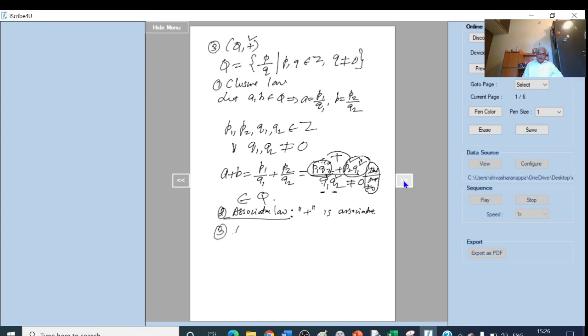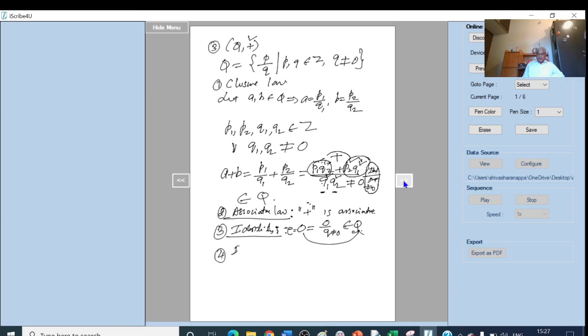And third one, identity. With respect to addition, we know that the identity is 0. So this operation is our usual addition. Therefore, with respect to our usual addition, 0 is the identity element. Just we have to verify whether 0 belongs to Q or not. Yes, 0 belongs to Q. So that is here. 0 can be written as 0 by anything here. Okay, 0 by anything, and this is not equal to 0. So this belongs to Q. So that is here. 0 belongs to Q is the identity element. So this is equal to E. E equal to 0 is the identity element.